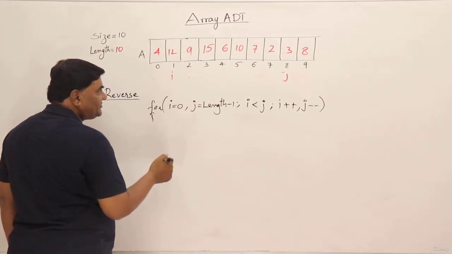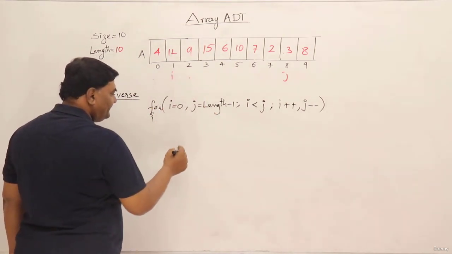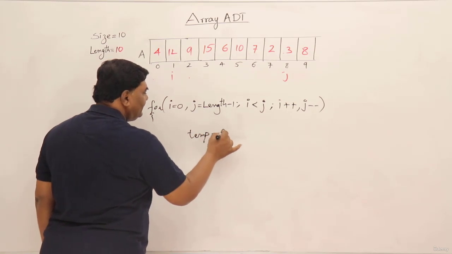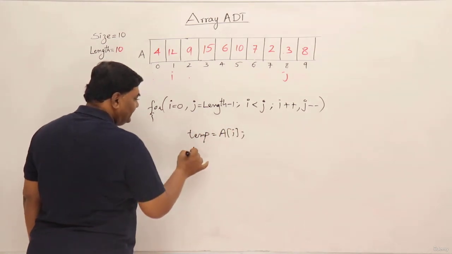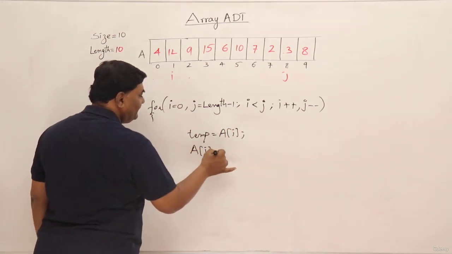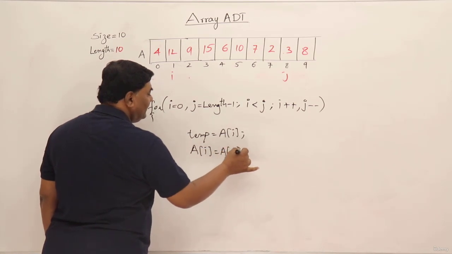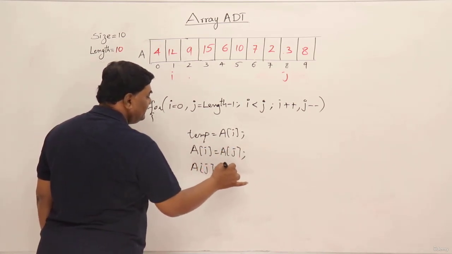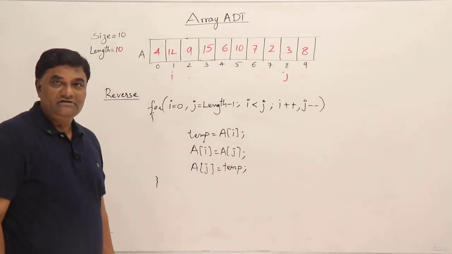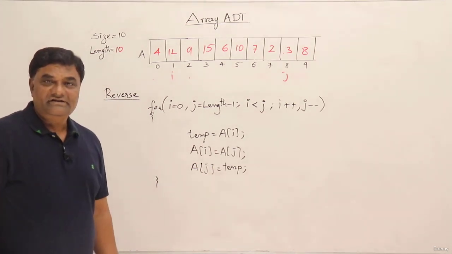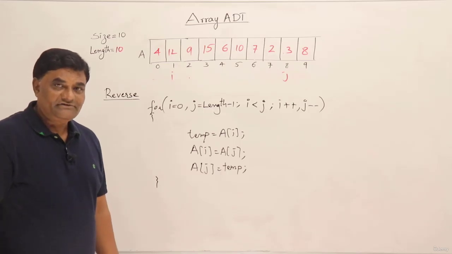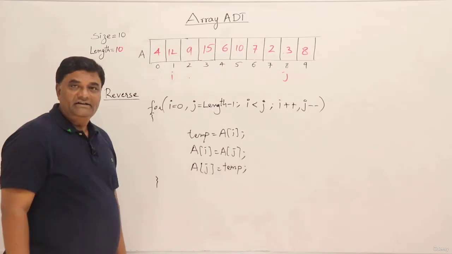What do we have to do each time? Interchange the elements, swap the elements. For swapping, we take a temporary variable and in that store a of i. Then in a of i, store a of j. And in a of j, store temp. That's all. This is the code for reversing an array. So we don't need an auxiliary array for this one. So the time is order of n.